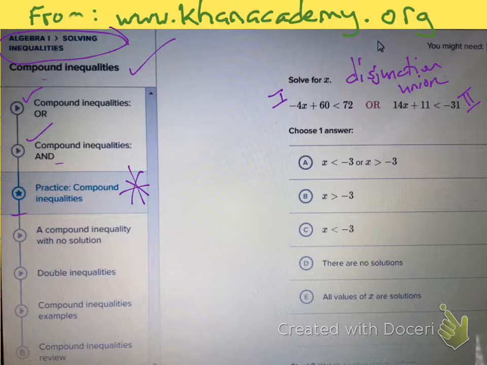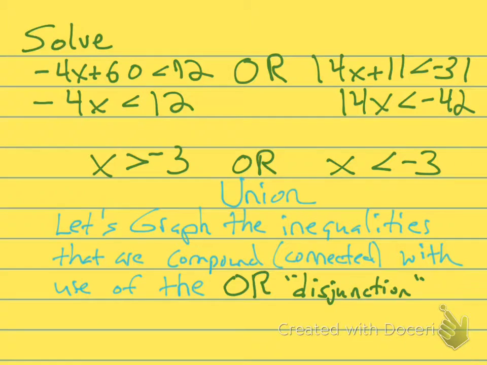Solve for x. Our compound inequality has the word or in it. When we have the word or, that is called a disjunction, and it means that we're going to be looking for the union of two sets for inequality number 1 and inequality number 2. If we write our inequalities and then we solve them for x, then we have x is greater than -3 or x is less than -3.